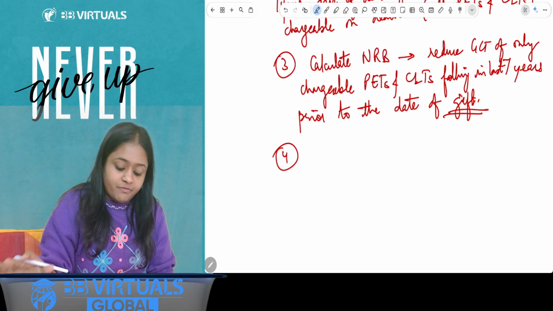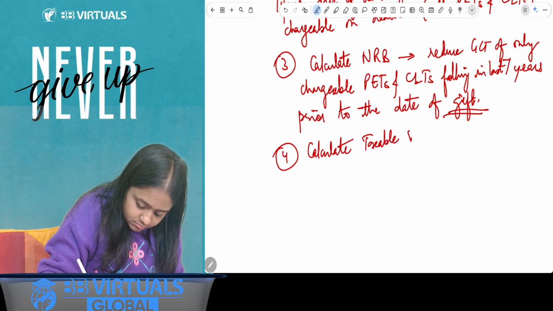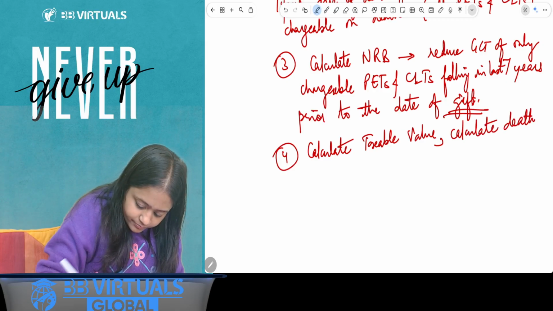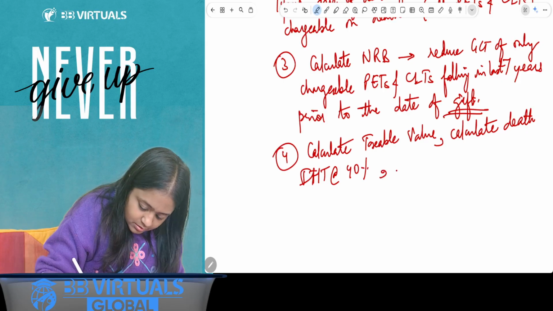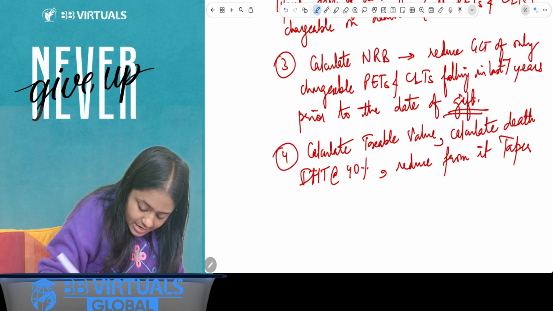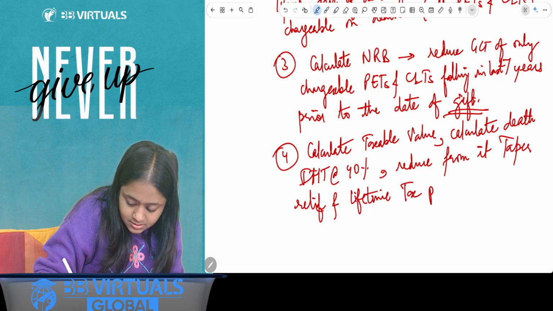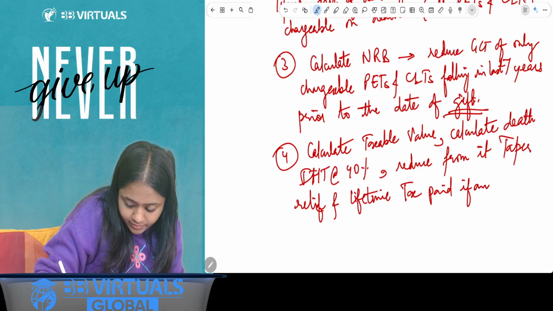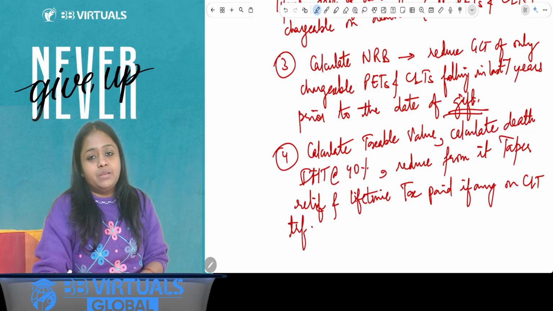Okay, fourth is, once you have done this, then calculate taxable value, calculate death IHT at the rate of 40%, reduce from it taper relief, I will tell you what it is, and lifetime tax paid, if any, on CLT transfers. Because we don't pay lifetime tax on PET transfers.